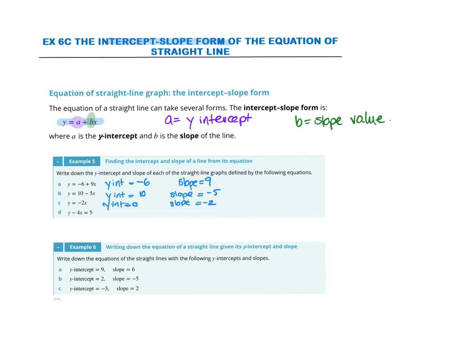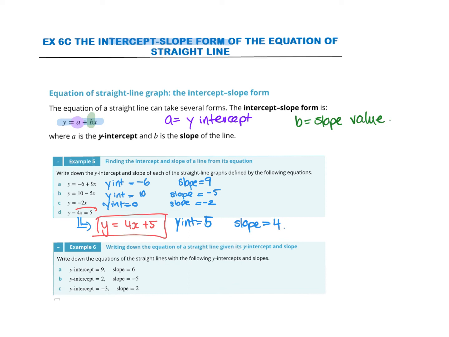So in this last one, we have to be careful because it's not written in y equals form. So I'd actually move this over. So it should really be written like this, y equals 4x plus 5. So if I do that, what's the y-intercept? What's the number by itself? And what's the slope? Okay.